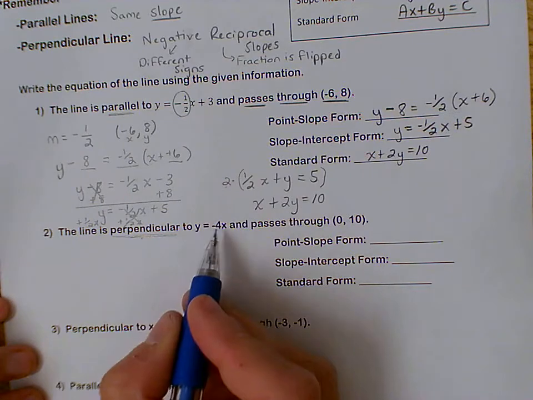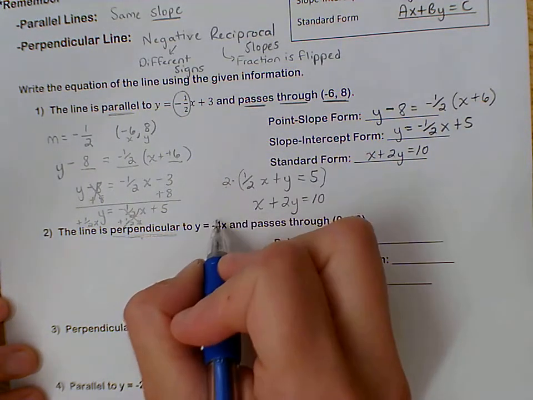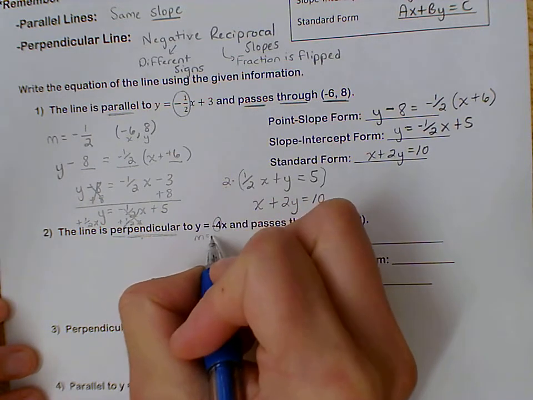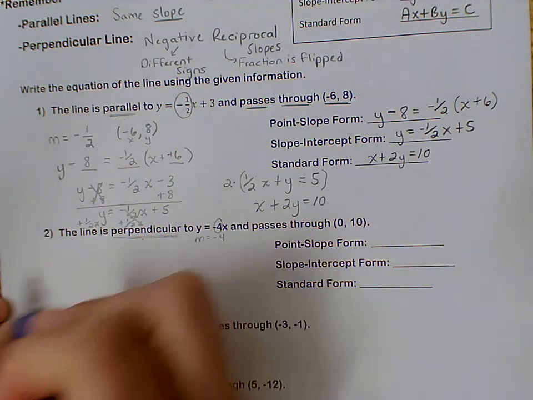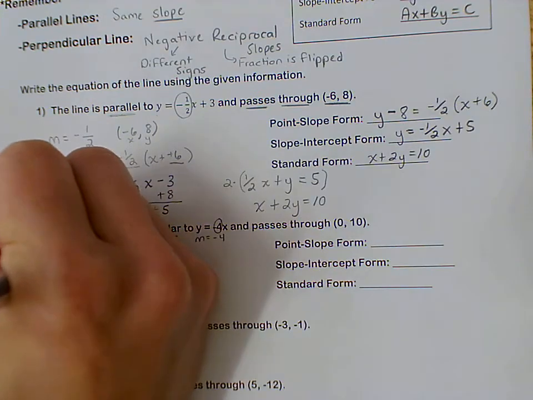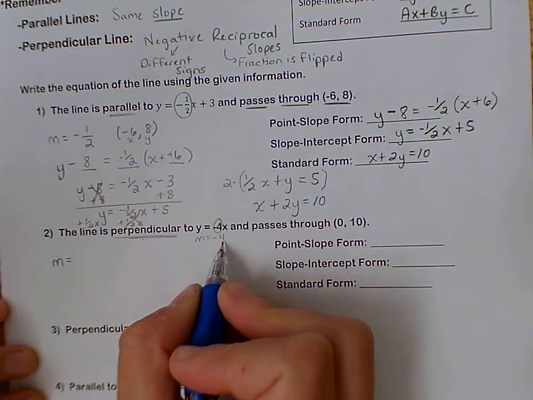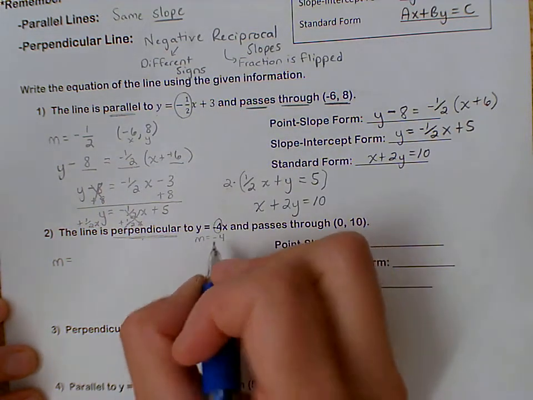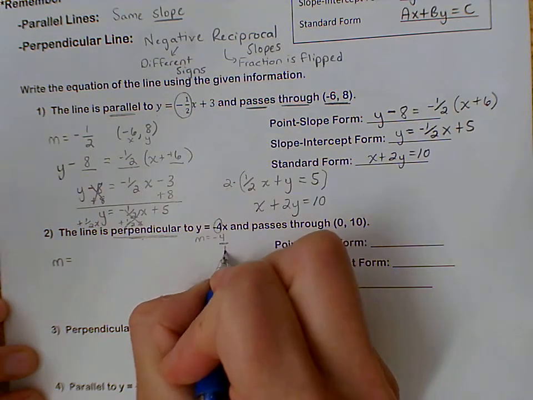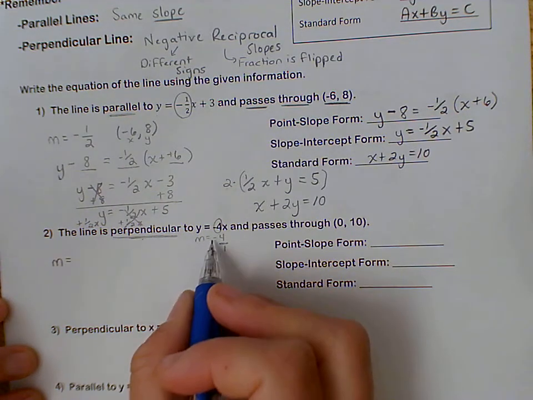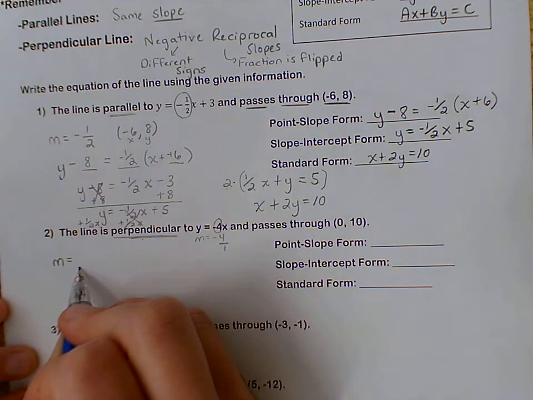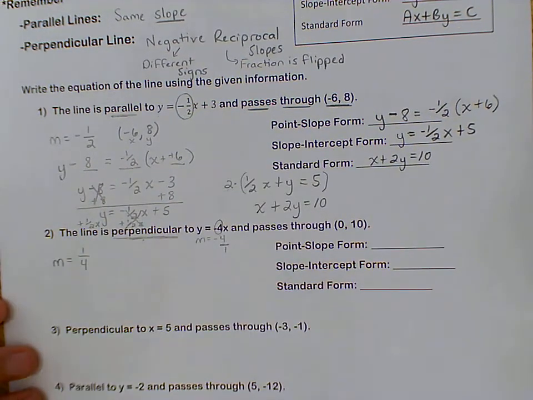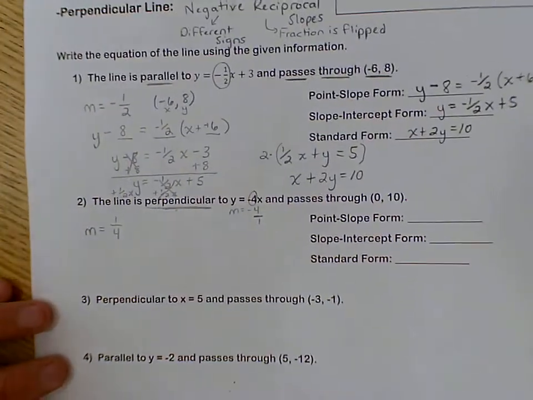So if it's perpendicular to this one, well, that one's in slope-intercept form. And notice your slope for this one would be -4. So then for the line that you're writing the equation of, it's perpendicular to it. So that means you have to take this one, change the sign, and then flip it. So if I do that, this -4 is understood to be over a 1. So if I change the sign, it's going to be a positive number. And then if I flip it, it would be 1/4. So that's the slope of the line that we're writing the equation for.